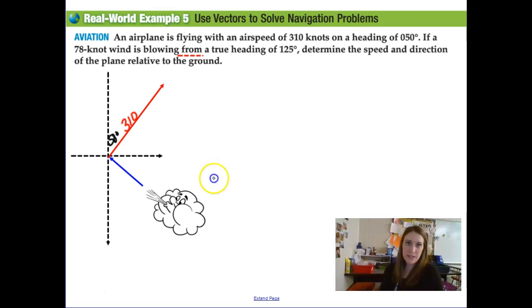And then the wind, and this is confusing, because the 78 knot wind, which I'll draw 78 right here, is blowing, and this is the key word here, this preposition, from a true heading of 125. So you pretend like you're going to draw a vector of bearing 125, which would be down here. And then instead of going outwards like a normal bearing would travel, because it's from that bearing, it's actually pointing towards that one.